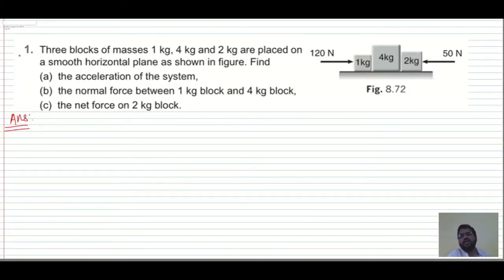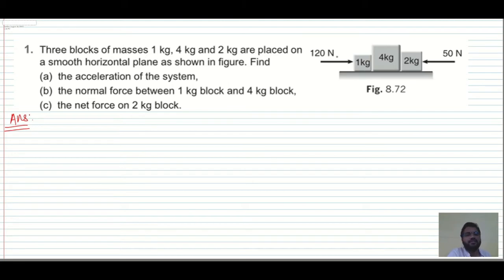In this video I'll be taking the pulley problems and net acceleration: how to find the net acceleration if 3 or 4 blocks are given, and how to find the normal reaction between two blocks. So these many problems I'll take. If you solve all these problems, I'll assure you that you will not find any difficulty in this type of problem. So see here, this is the first problem which we have.